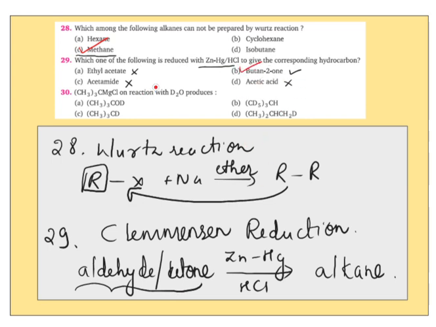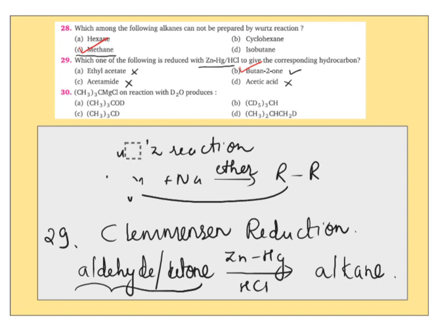When you have such options and you are very confident that the reaction happens with aldehyde and ketone, you just look for a molecule which is aldehyde or ketone and directly choose the answer so that you can save some time. Let's move on to the 30th question.